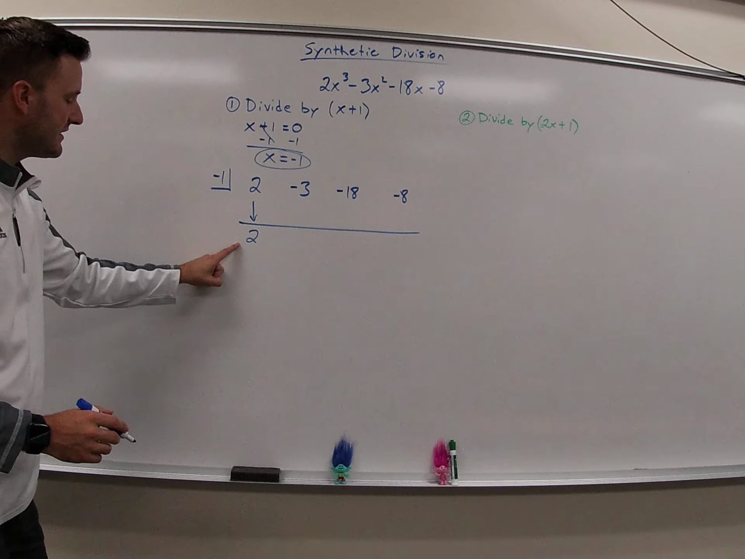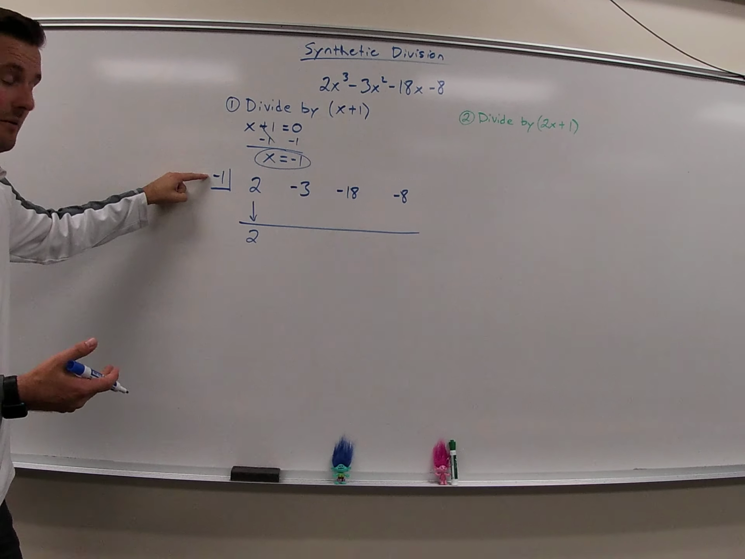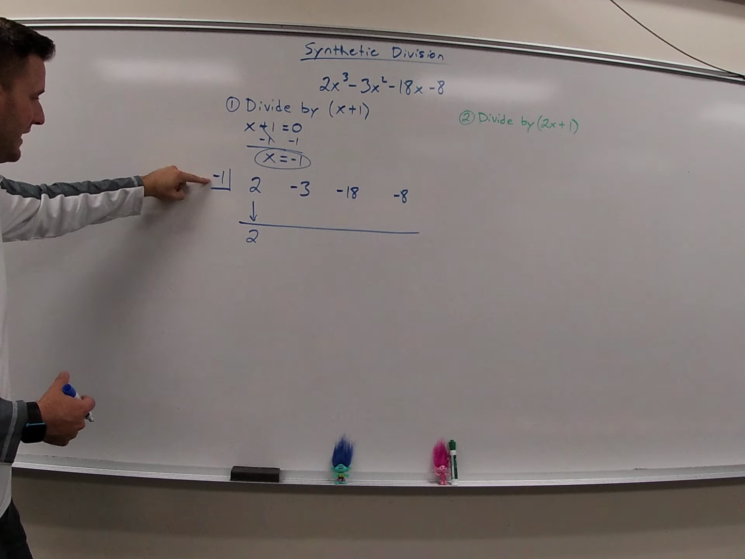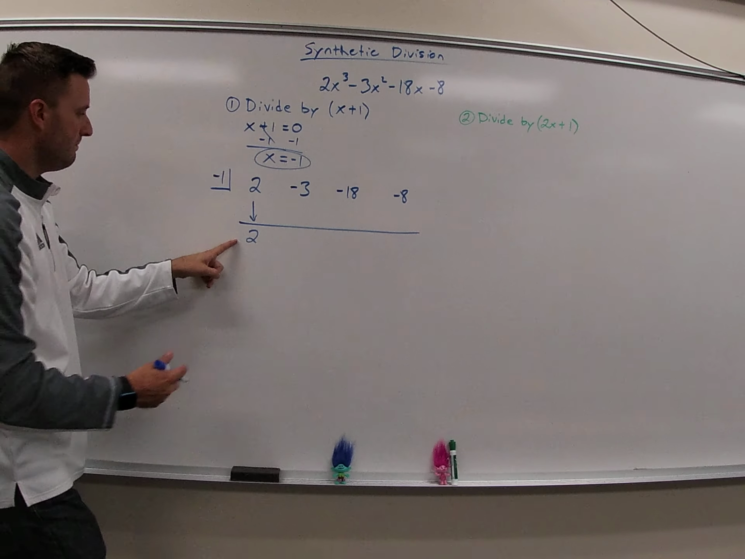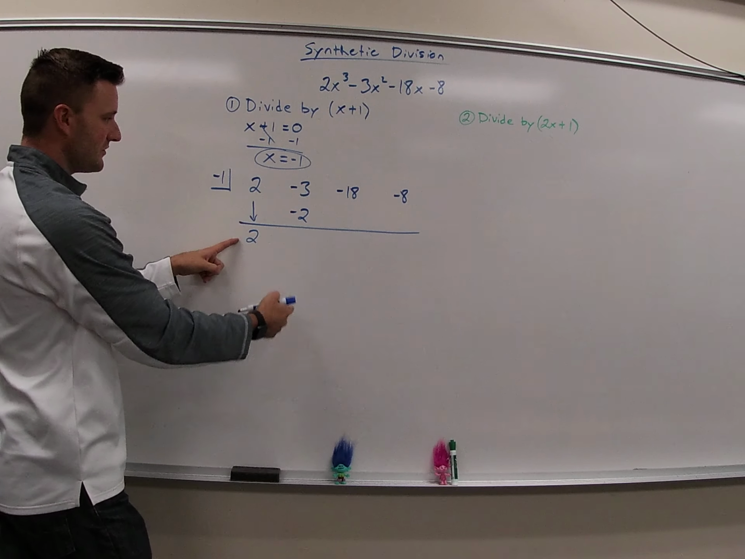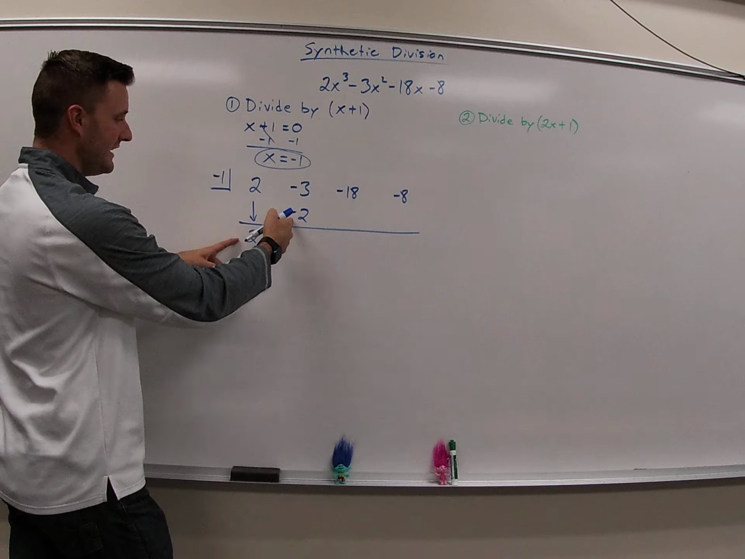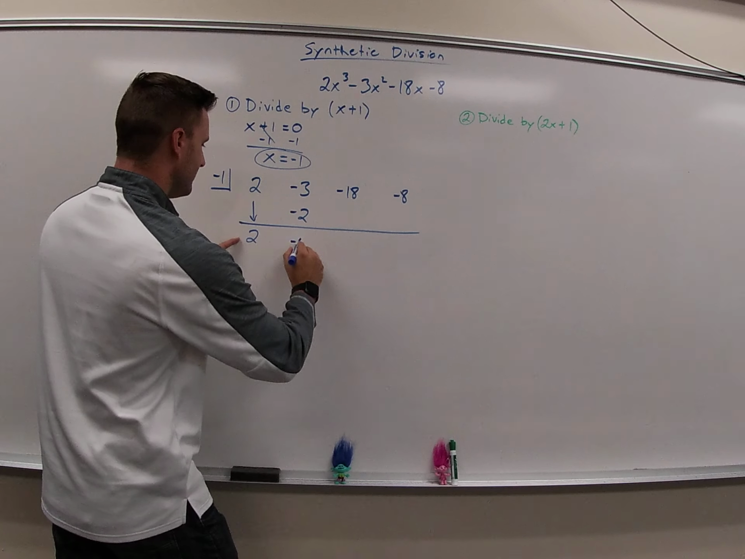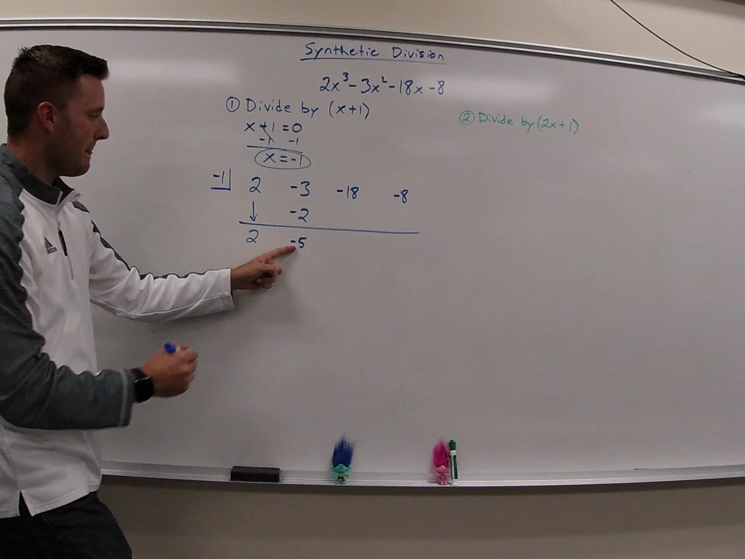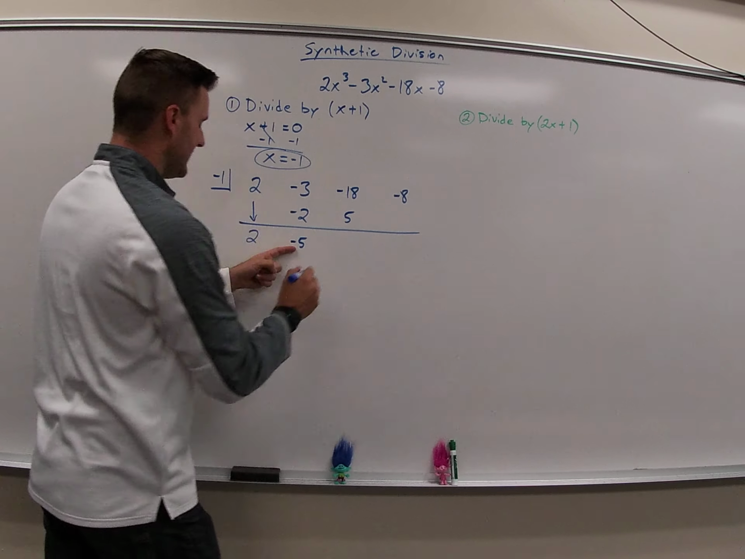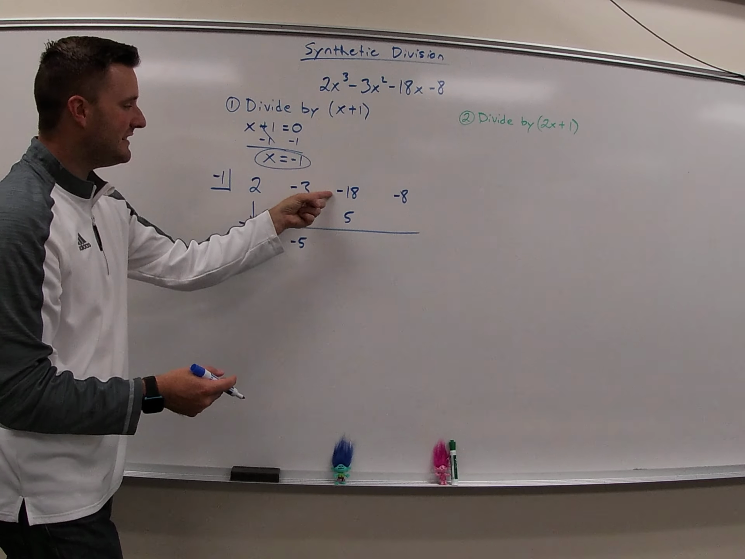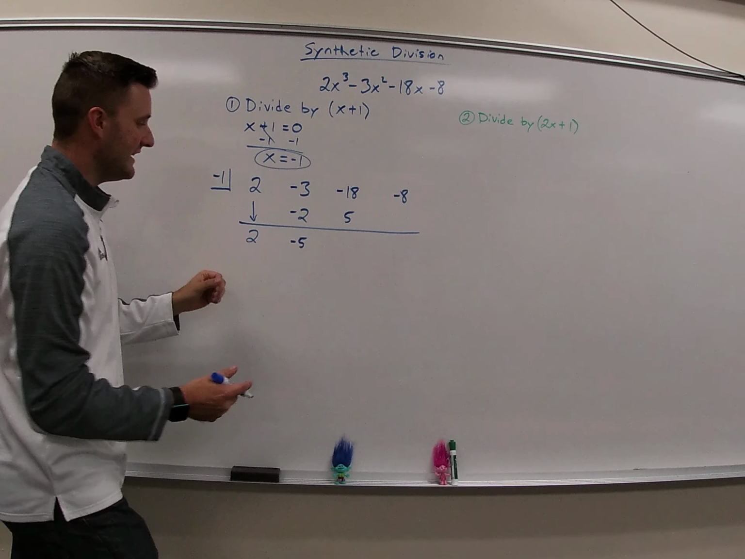We're going to drop down our first term, so we're going to bring that 2 down, and every number that's underneath this line is going to be multiplied by the number in this backwards L, by what we're dividing by. So I'm going to multiply -1 times 2. Well, that gives me -2. And then I'm going to just add straight down. What do I get when I combine a -3 and a -2? Well, that's a -5. Then I'm going to take -1 times -5, and that's going to be a +5 because negative times negative is positive. What happens when I combine a -18 with a +5? Well, I get a -13.